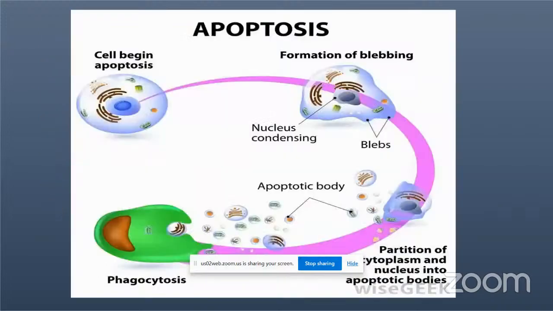This picture shows these changes. The cell begins apoptosis, then blebbing forms, then the nucleus condenses and blebs, then the apoptotic bodies rupture into parts. The pictures clearly show these morphologic changes.